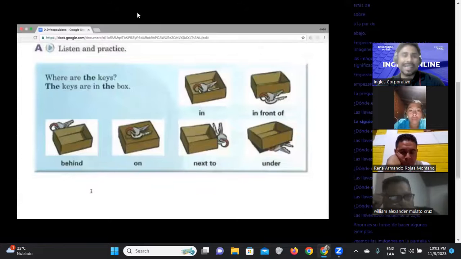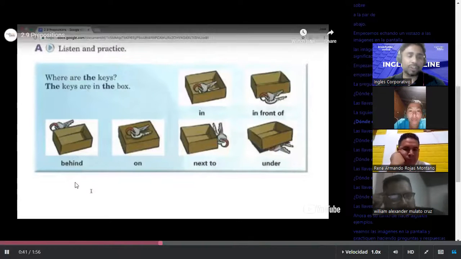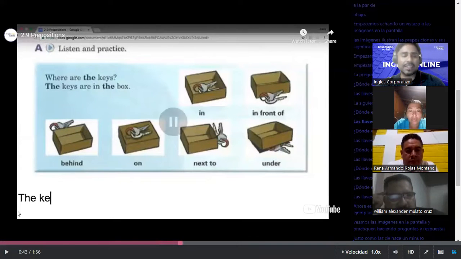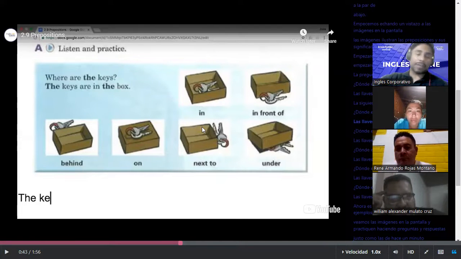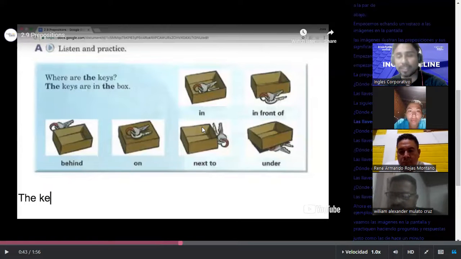The next one. In the box. Where are the keys? Adentro de la caja. The keys. In the box. Por ejemplo, tú dices, ¿a dónde estás? No te veo. Estoy en la gasolinera en el baño. I am at the gas station in the bathroom.